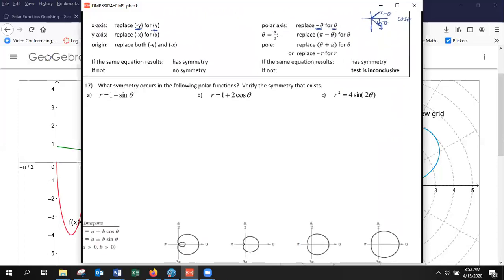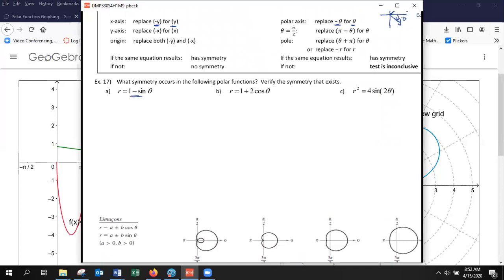So let's actually look at A. A does not have a cosine in there, so I'm not expecting us to have polar axis symmetry. I am expecting the polar axis symmetry to occur right here, though, and that's because of the cosine. So what I have students do is identify what symmetry is going to occur and then prove that symmetry. I can show why this doesn't work.